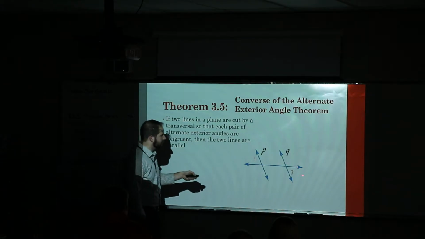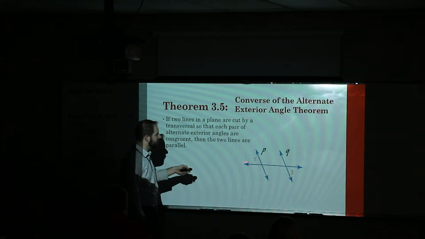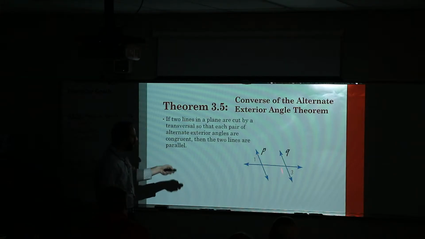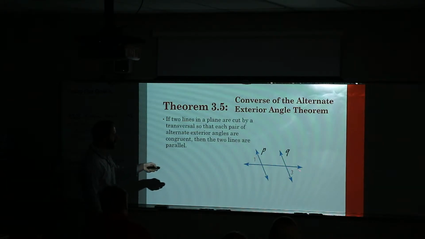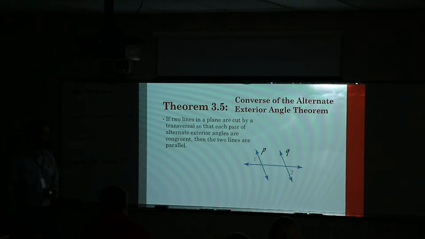These are the alternate exteriors. They're on the outsides of the two lines. We have the transversal. If these are equal, then the lines have to be parallel. That's what that's saying. Obviously there are more examples of that, but that's the alternate exterior. And again, this is the perfect converse of 3-3.